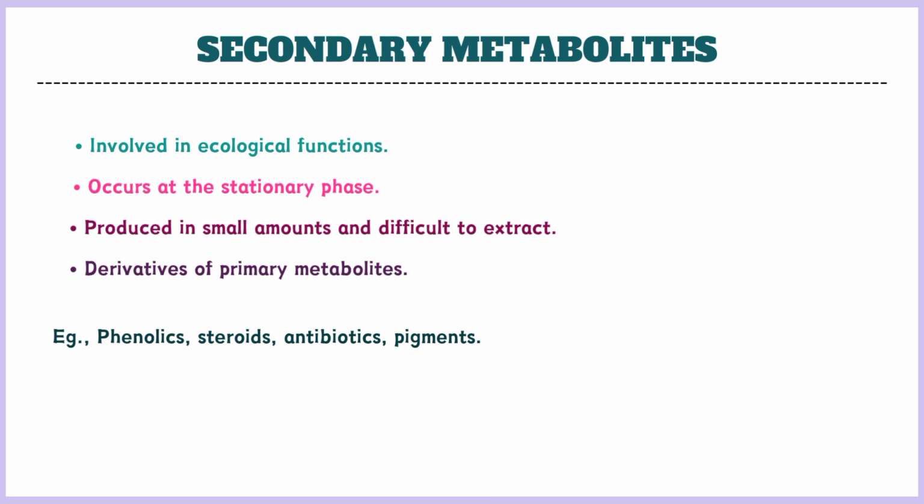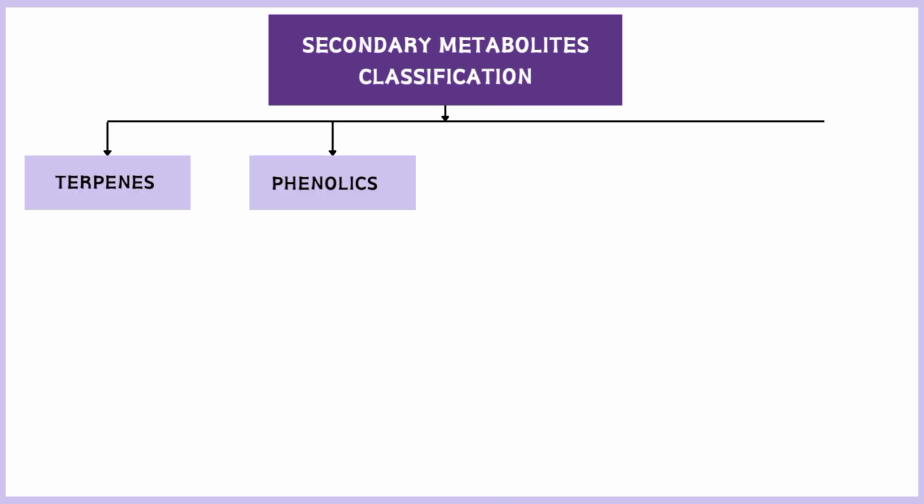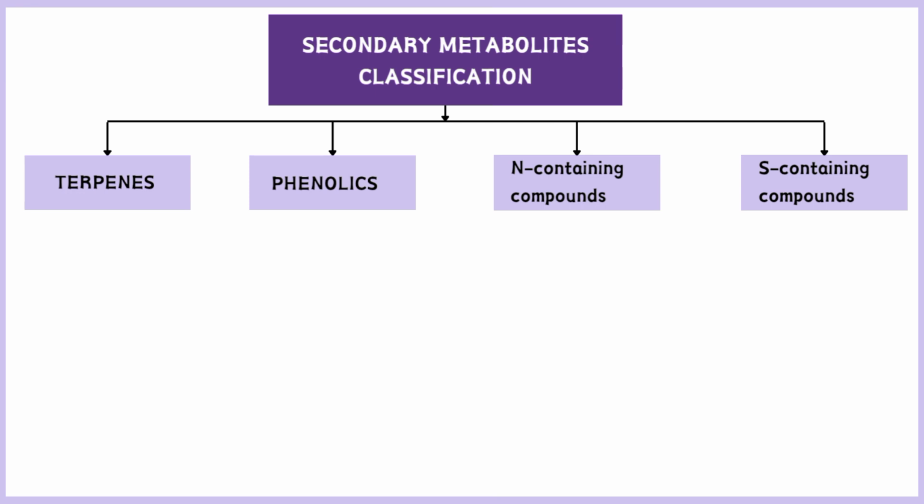Now we will look at the different examples of secondary metabolites. Regarding their classification, they are mostly classified into four groups: first terpenes, second phenolics, third nitrogen containing compounds, and fourth sulfur containing compounds. Terpenes are a type of secondary metabolite, also termed isoprenoid compounds because they contain an isoprene unit.